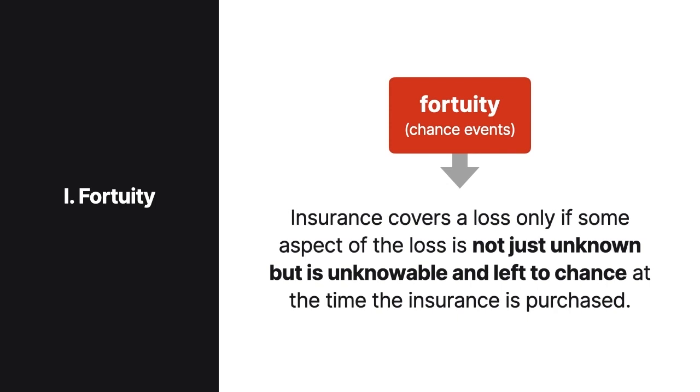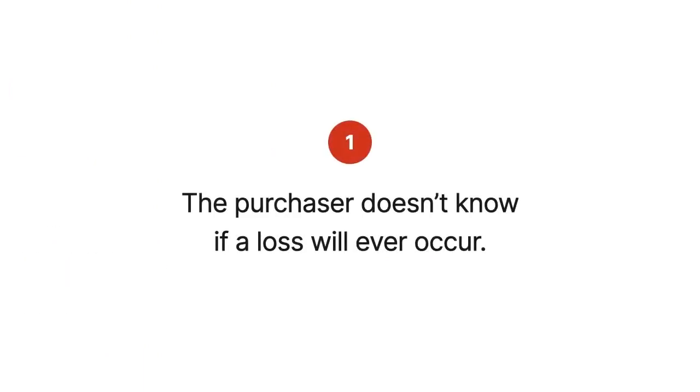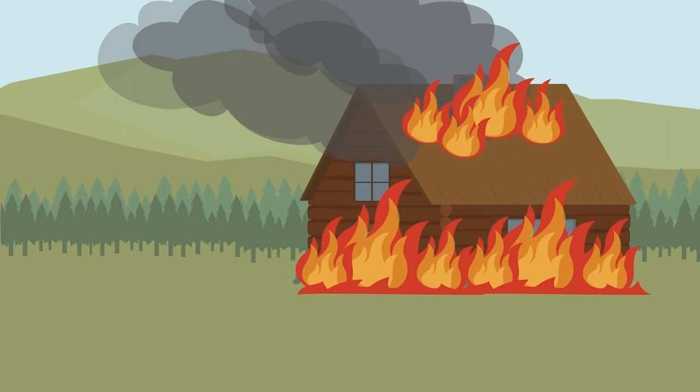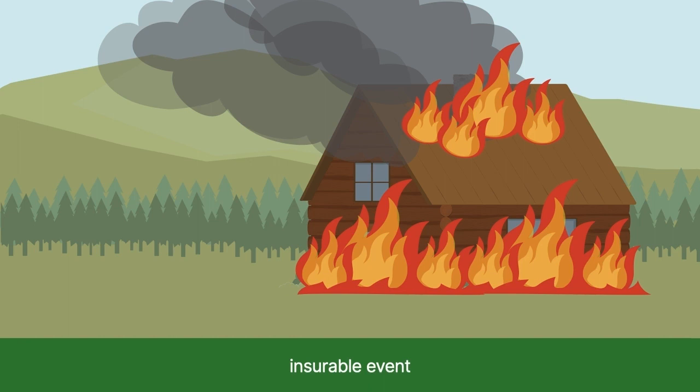We'll start with fortuity, which means chance events. Insurance protects against only fortuitous or chance events. This means that insurance covers a loss only if some aspect of the loss is not just unknown, but is unknowable and left to chance at the time the insurance is purchased. Sometimes the purchaser doesn't know if a loss will ever occur. For instance, a homeowner doesn't know if her house will ever burn down. The risk of a future house fire would be a fortuitous, insurable event.